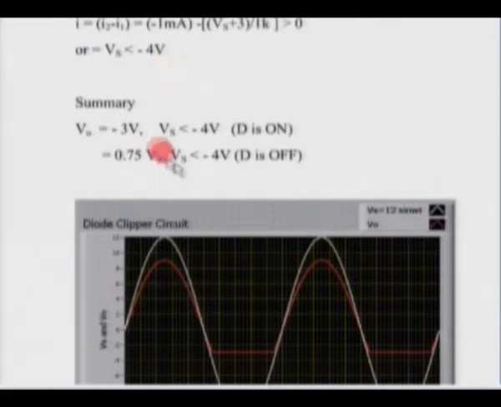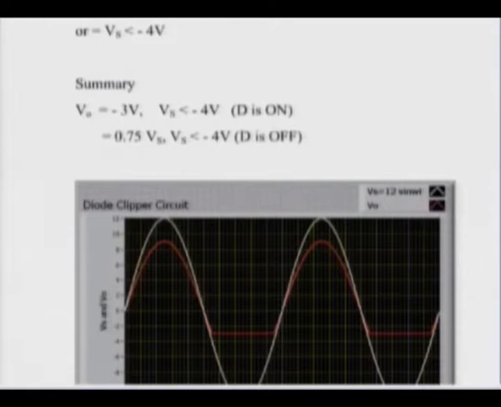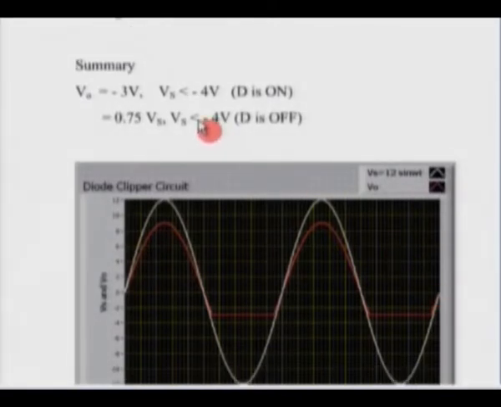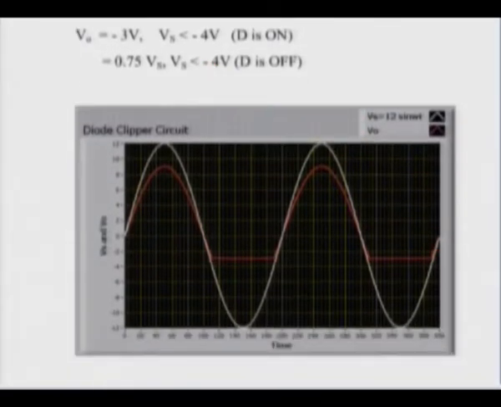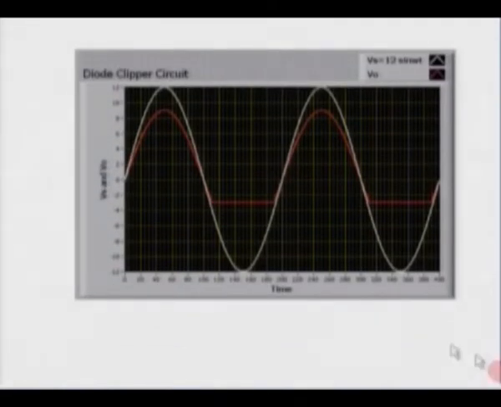So in summary, using the ideal diode model, Vout will be minus 3 volts provided Vs is less than minus 4 volts. That is the situation when D is on, and it will be 0.75 Vs when Vs is, I am sorry, here this should be greater than minus 4 volts. Now the scenario here is simulated. The white waveform is the input, and the red graph is the output.